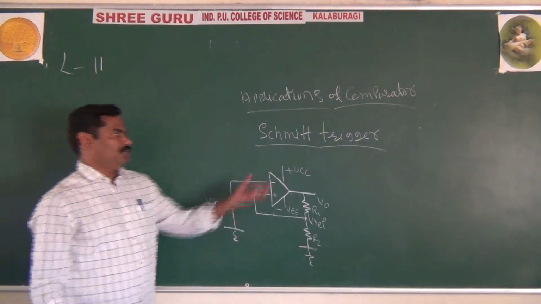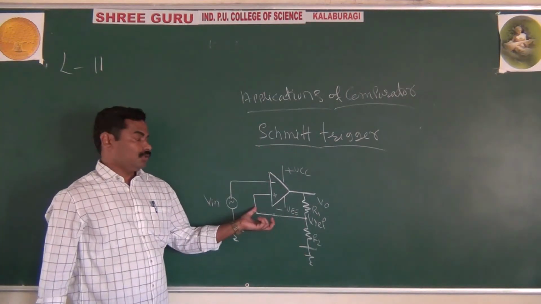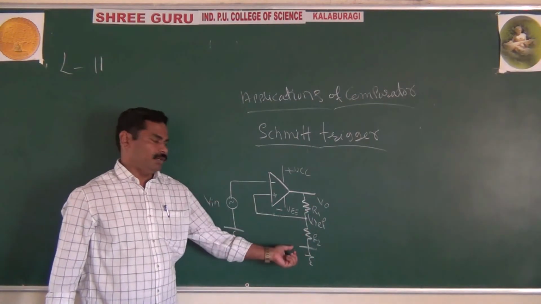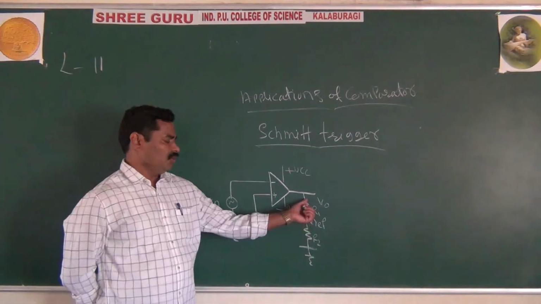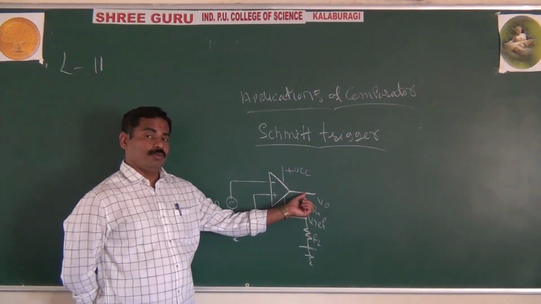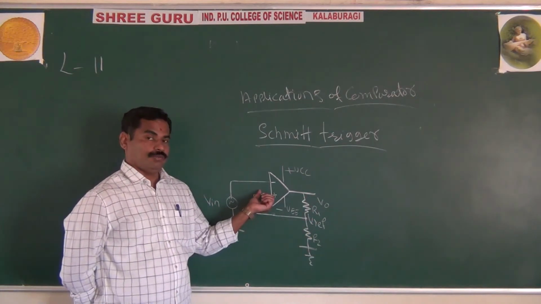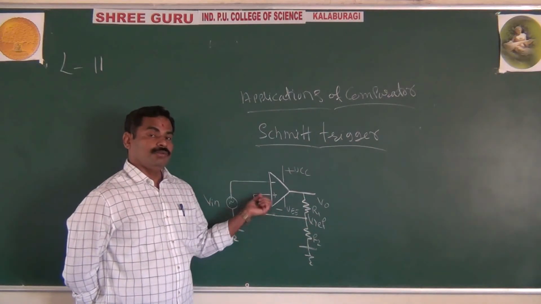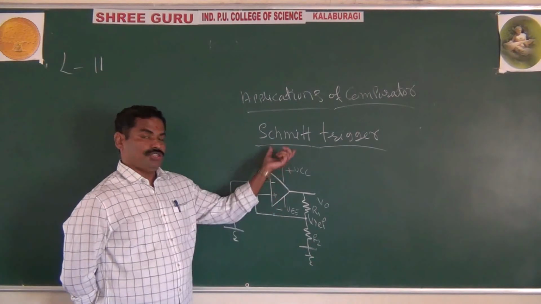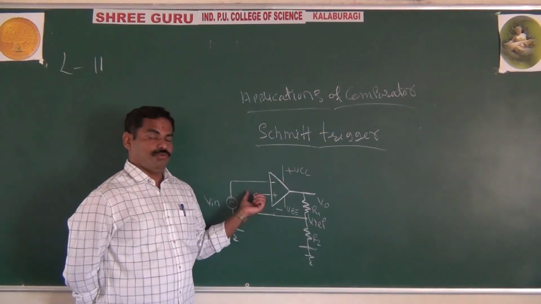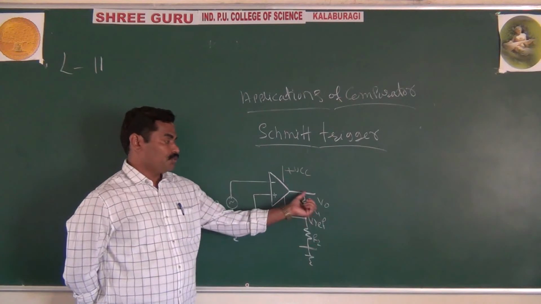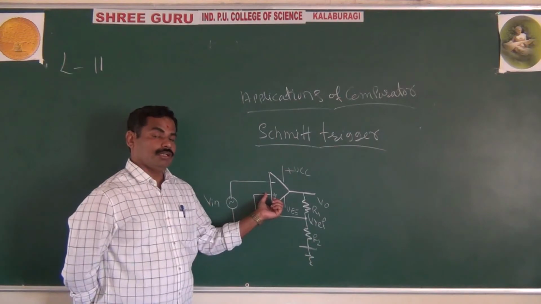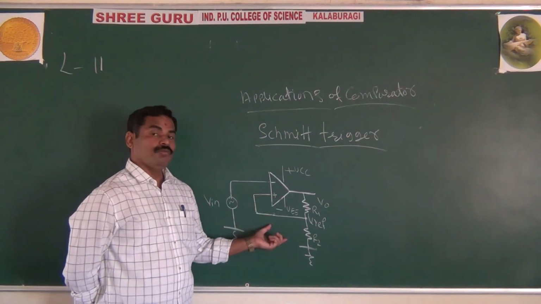Basically the Schmitt trigger is a type of comparator, but here you are connecting a feedback. Especially that feedback is that some part of the output is connected to the non-inverting terminal of your op-amp. In a Schmitt trigger, you are considering positive feedback. Why positive feedback? Because some part of the output is connected to the non-inverting terminal of your op-amp. That's what is called positive feedback.